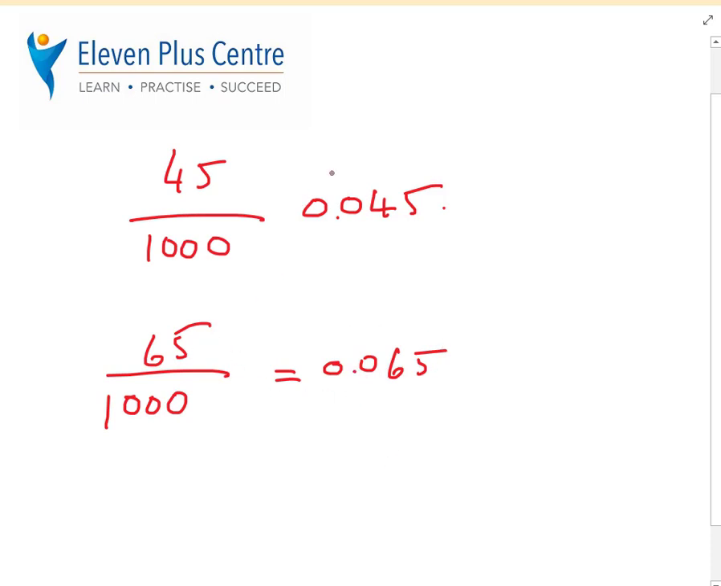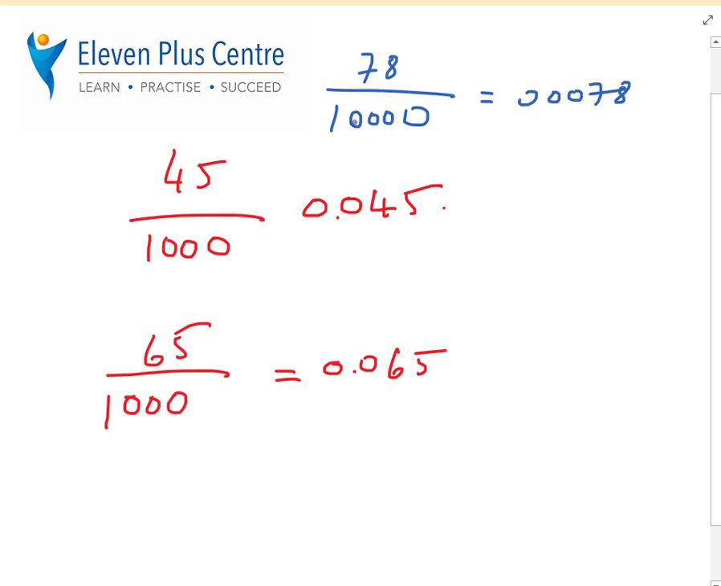And this works with, let me just change the pen. This works with any number that you're dividing by 1 with lots of zeros. Okay, so let's try 10,000. So let's do 78. How many zeros are there in 10,000? 1, 2, 3, 4. What's 1 less than 4? 3. So we're going to put 3 zeros here. 1, 2, 3.